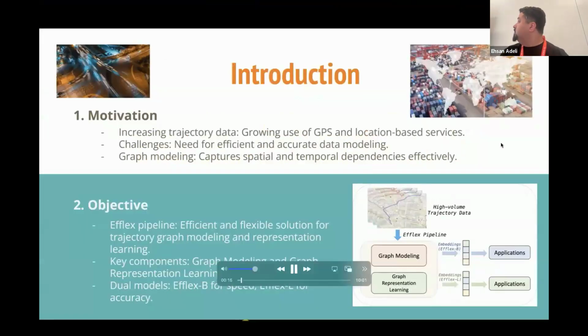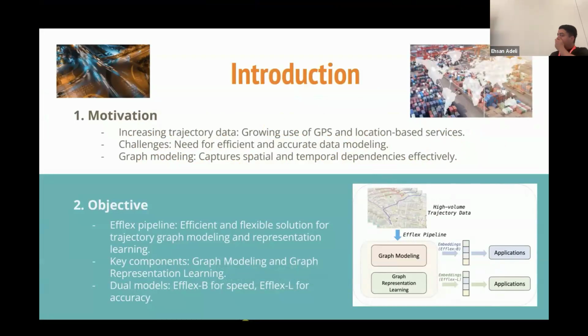With the rise of GPS and location-based services, the amount of trajectory data is growing rapidly. This data is valuable, but challenging to analyze. We need efficient and accurate methods to model it and gain useful insights. Graph modeling is an effective way to capture the spatial and temporal dependencies in trajectory data. Our goal with eFlex is to provide an efficient and flexible solution for trajectory graph modeling and representation learning. And we offer two models, eFlex-B, which is optimized for speed, and eFlex-L, which focuses on achieving high accuracy.